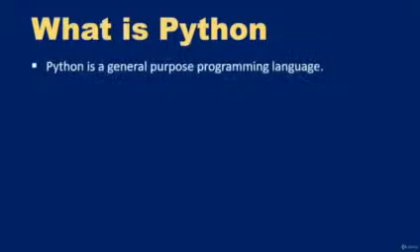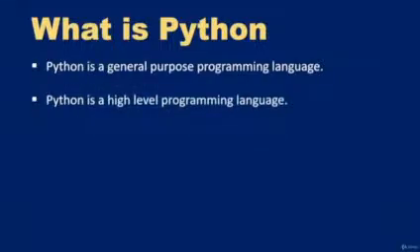Python is a general-purpose programming language. This means it can be used to write computer programs for various things like games, data science, websites, and so on. Python is also a high-level programming language.